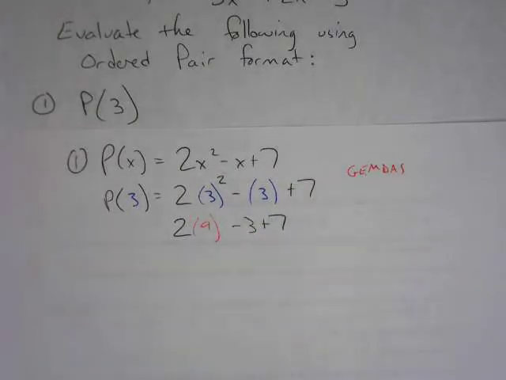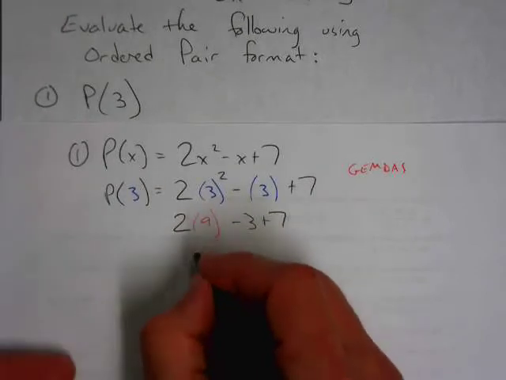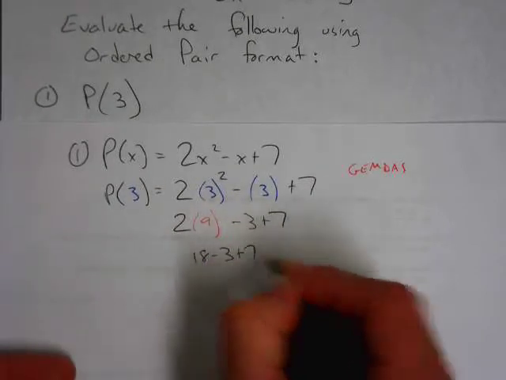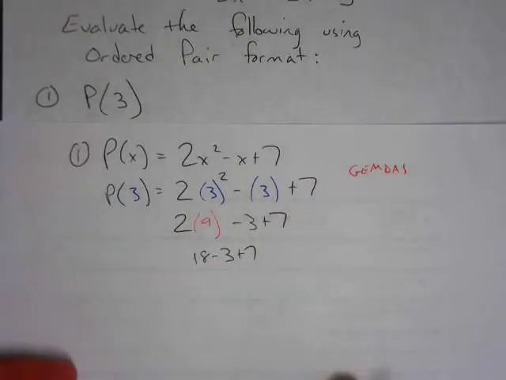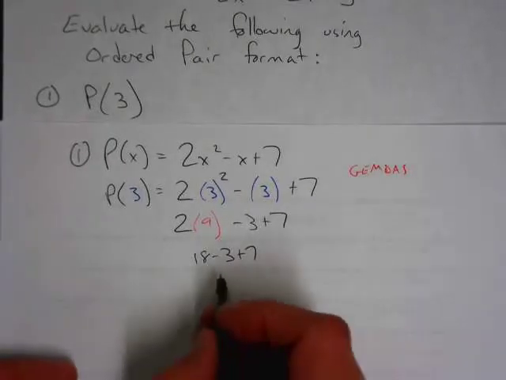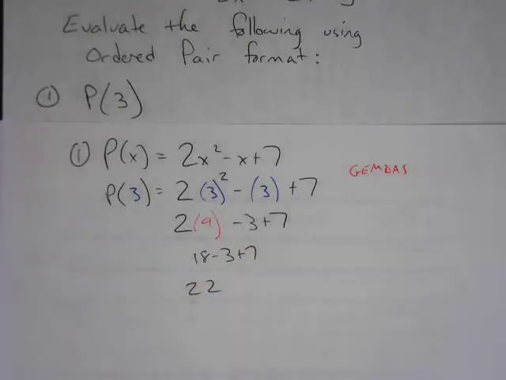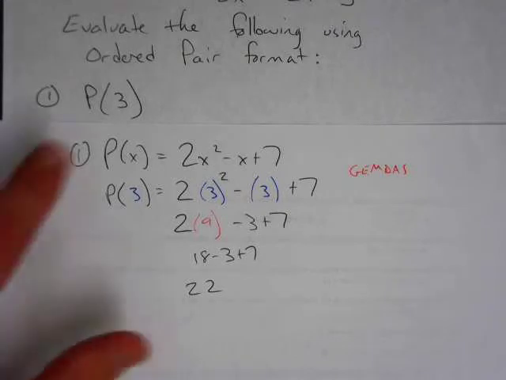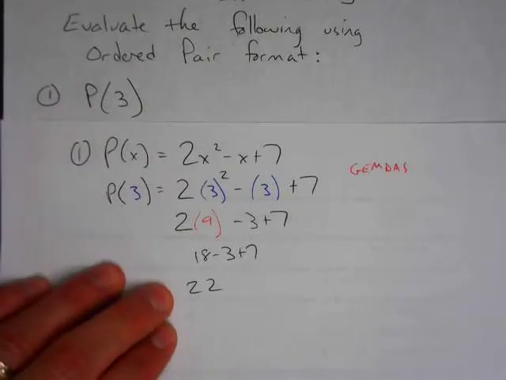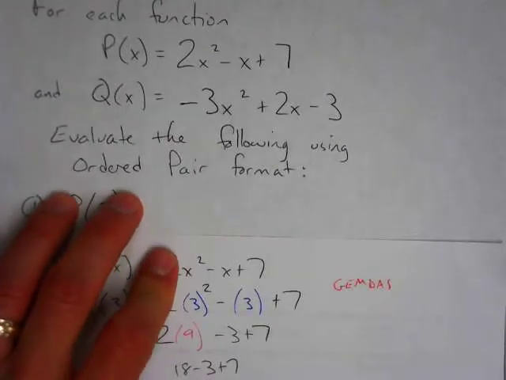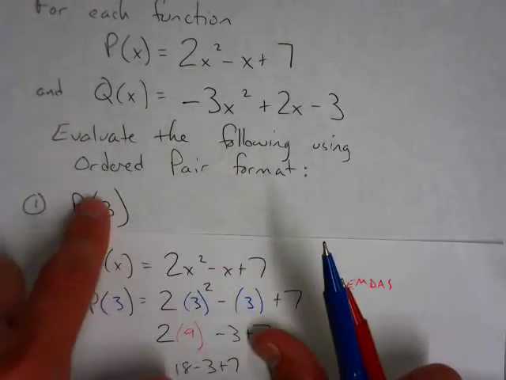And then we have our multiplication. 2 times 9 is 18. And so we have 18 minus 3 plus 7. We crunch those numbers in no matter which manner. 15 plus 7 is 22. So the result of that is 22. So the question again, what is p of 3? P of 3 is 22, but we have to remember we're going to evaluate it using ordered pair format.